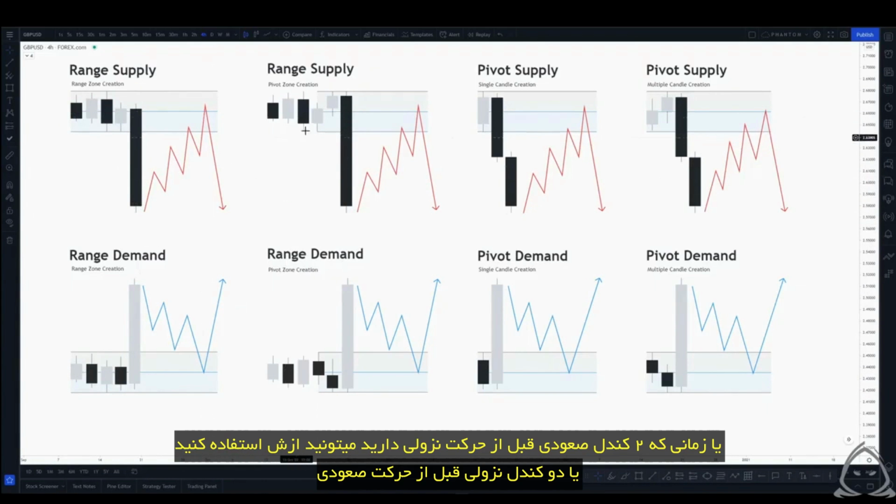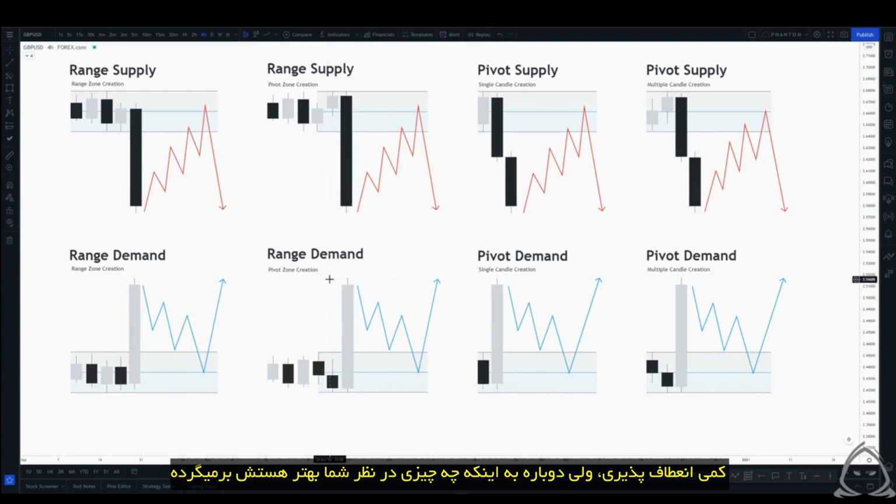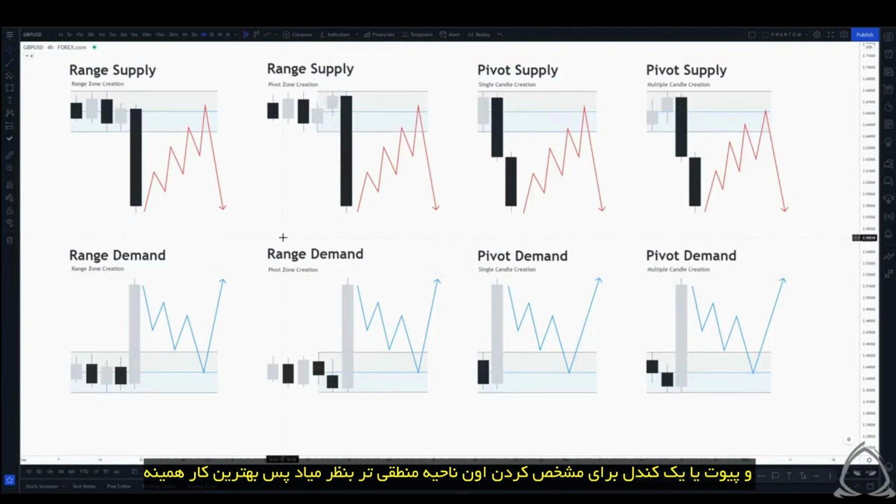Or if you have 2 bullish candles before that bearish move, you can use those, or 2 bearish candles before the bullish move. A little bit of flexibility, but again, it ties back to what makes the most sense for you and can be situationally dependent on if you have a very large range and conceptually the pivot or singular candle makes more sense to mark, then that ideally is the best route to go.